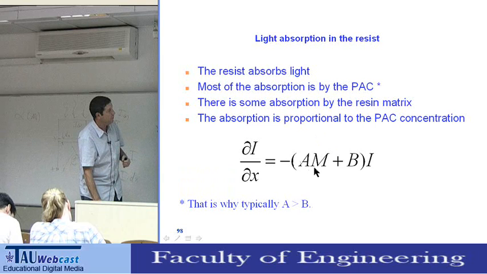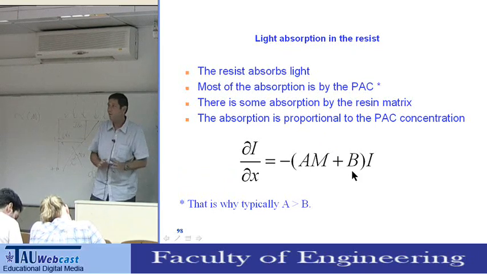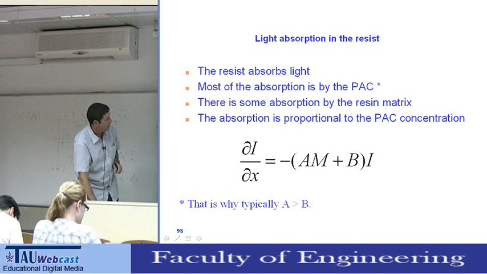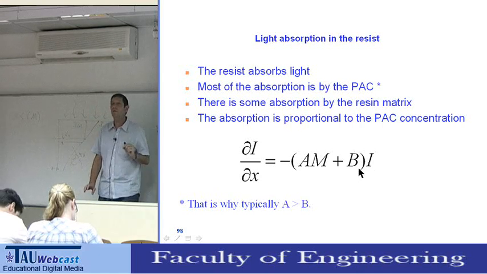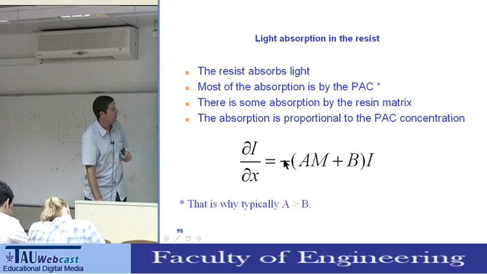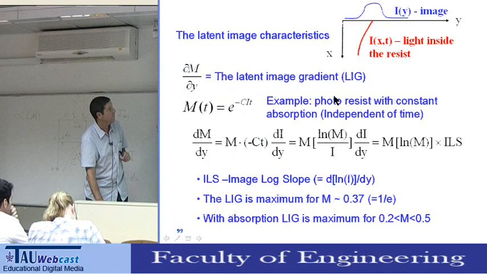It's possible that we can have other functions of alpha, but the most common expression for alpha is alpha equal A times M plus B, where A and B are constants. This is why this model is called the A, B, C model. A and B are the functions describing the absorption coefficient, and from the previous slide, C is this constant. So this is called the ABC model.